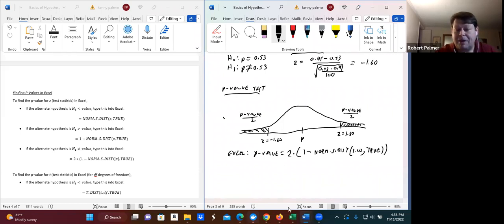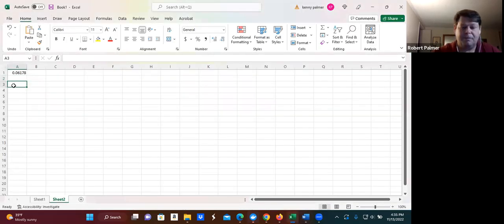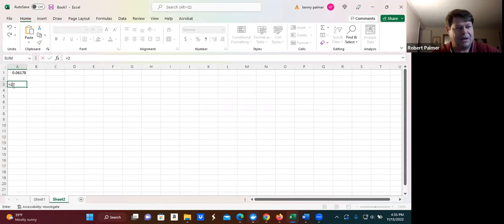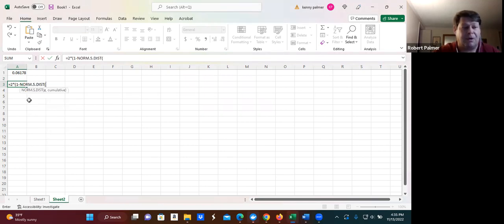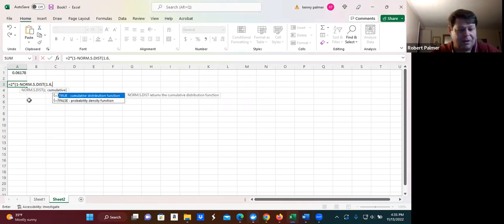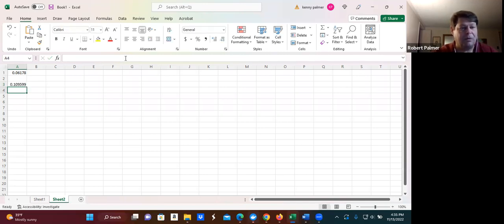So let's go back to Excel and do that. This is equal to 2 times, and in parentheses, 1 minus, then start to type in NORM, and it'll find the function for you. Make sure you choose the correct one, double click on it. Then the Z, which is the absolute value of Z, which is 1.6, and then the word true. Now we use 2 parentheses, one for closing around this, and then one for the original parenthesis, and then hit equal. And this time it is about 0.109599.